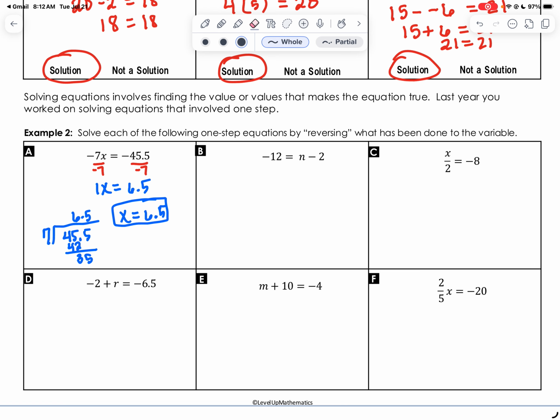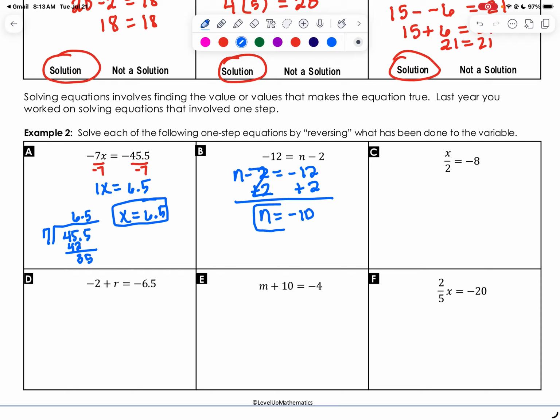All right, now in problem B, we have negative 12 is equal to n minus 2. Now, I prefer the variable to be on the left side, so I'm going to rewrite this one as n minus 2 equals negative 12. So I have n minus 2 equals negative 12. The opposite of minus 2 is add 2. So negative 2 plus 2 would zero out, leaving me n on this side. And negative 12 plus 2 is negative 10.